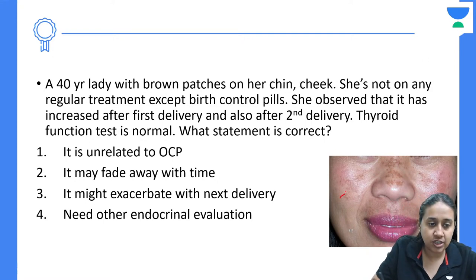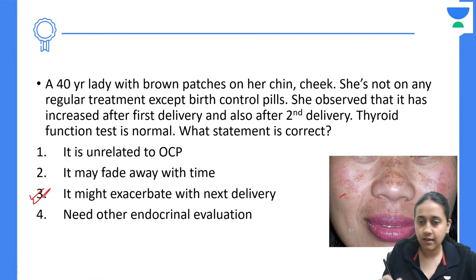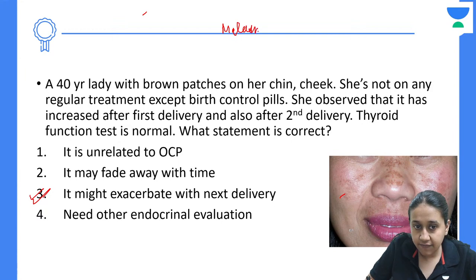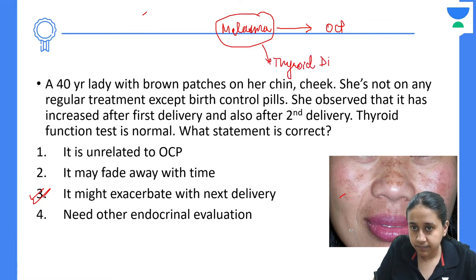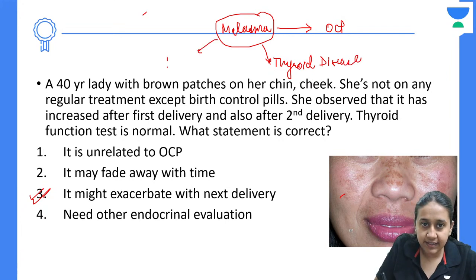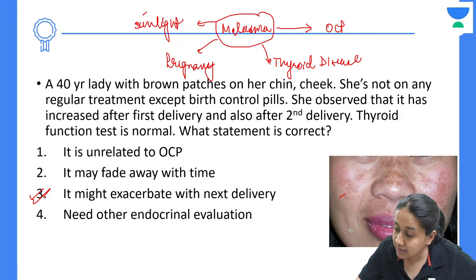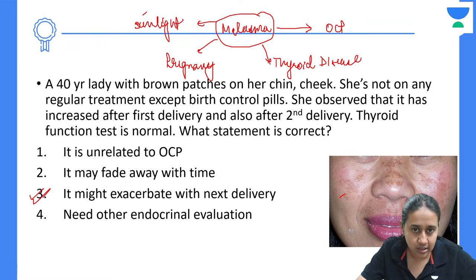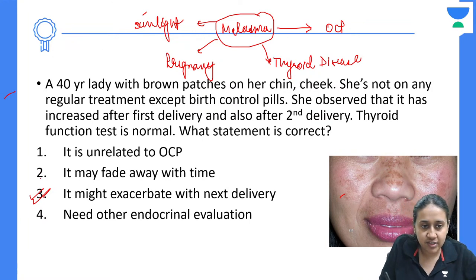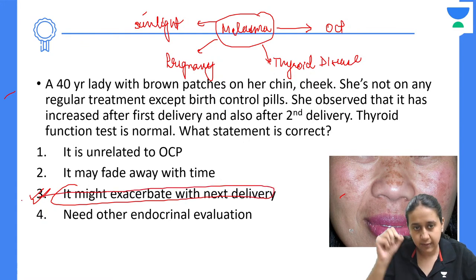The correct statement is only option number 3. This is a very classical example of melasma. Now, what are the factors associated with melasma? Oral contraceptive pills, thyroid disease, pregnancy, and sunlight. So these are some of the important factors associated with melasma. Is that clear to all my dear students? I think it's a very easy question. So the only correct statement left with us is option number 3.